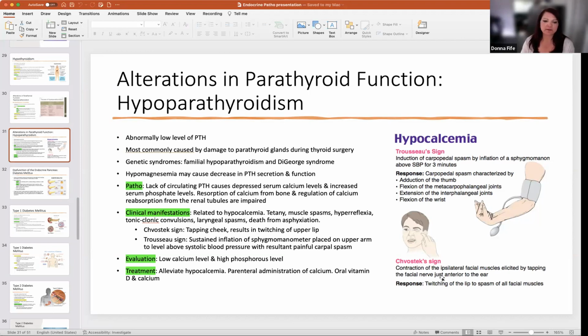Evaluation: look for a low calcium level and a high phosphorus level. Treatment: you want to alleviate the hypocalcemia, with parenteral administration of calcium, and oral vitamin D and calcium.